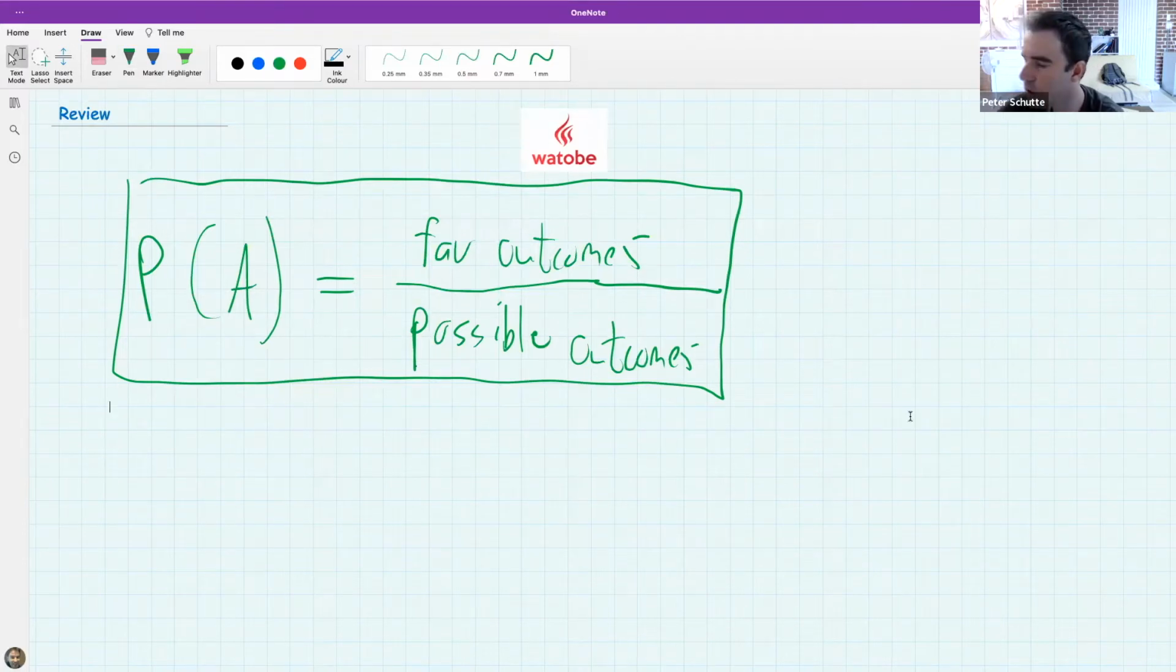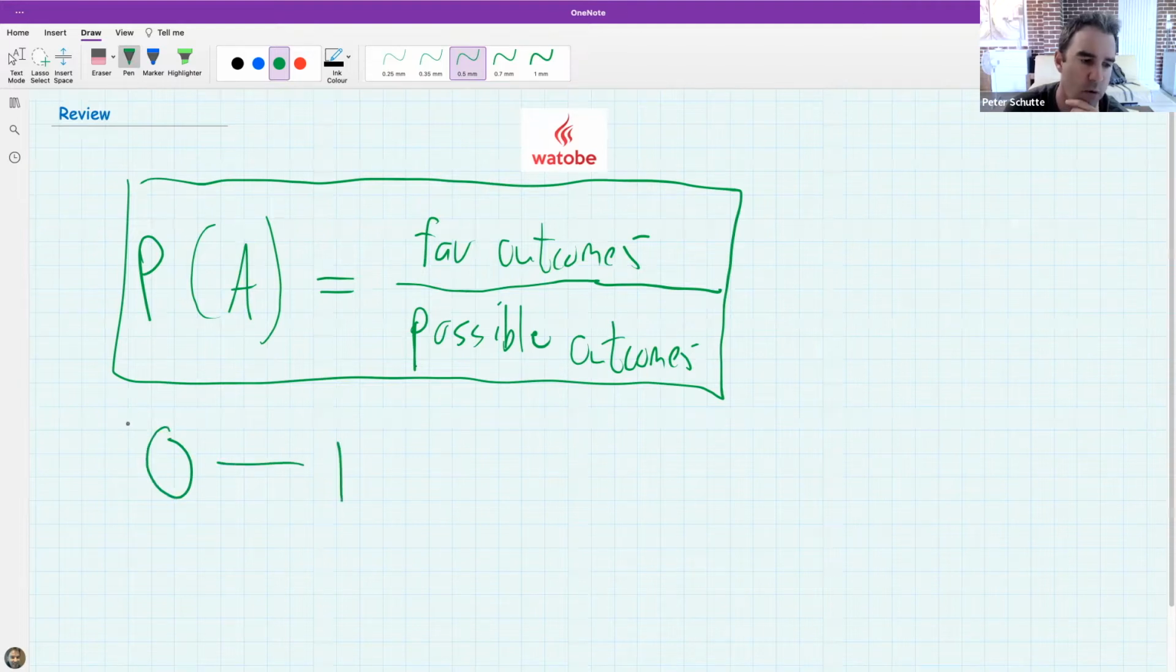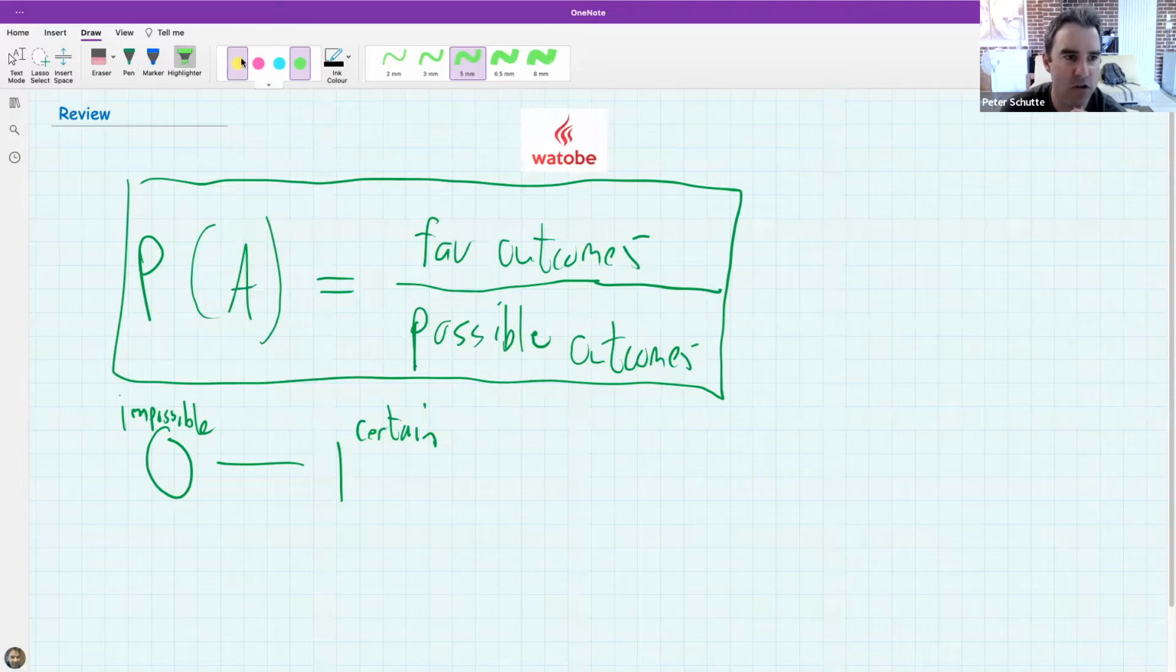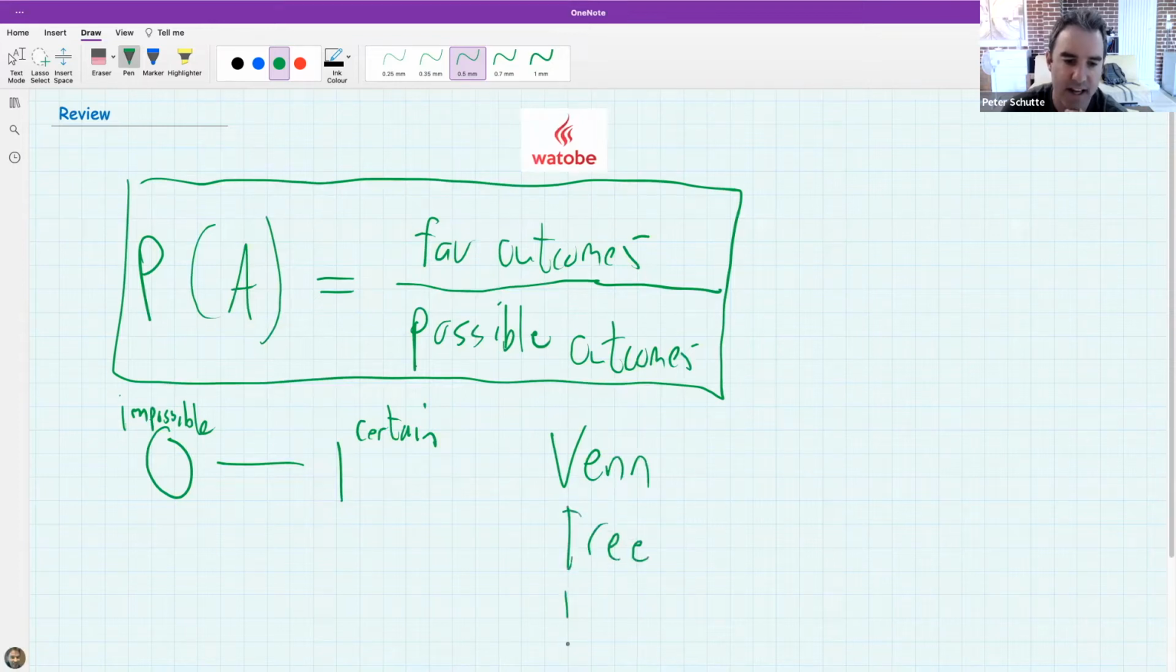Okay, I think I might have lost you. So I was just thinking the probability scale. So the probability scale goes from 0 to 1, where 0 is impossible and 1 is certain. And then the other thing we spoke about is we use different techniques and tools to work out what the possible outcomes and the favorable outcomes are. And so the three main tools we cover are the Venn diagrams, the tree diagrams, and the table diagrams or tables. So those are the tools that we need to get better at.